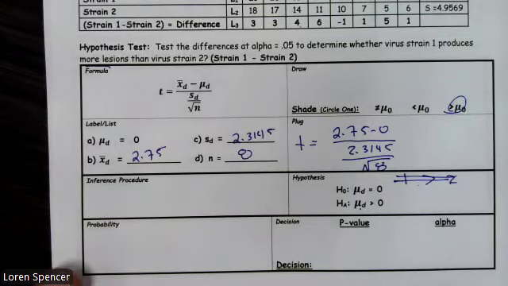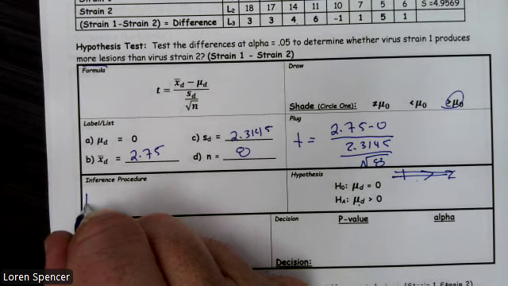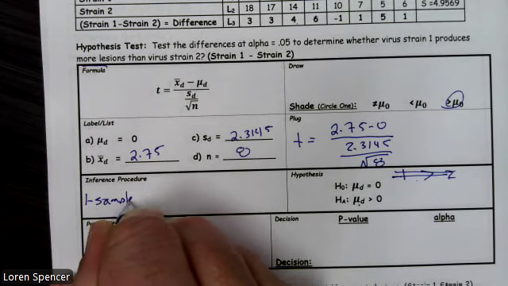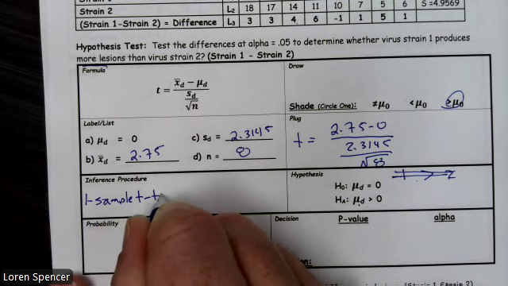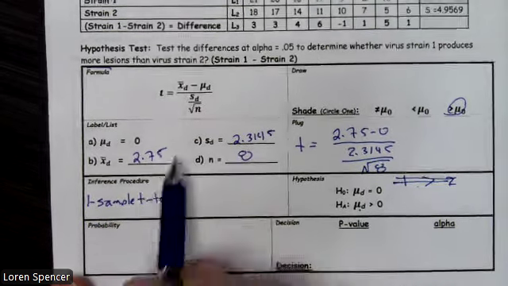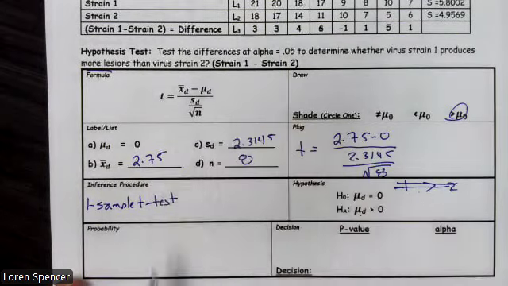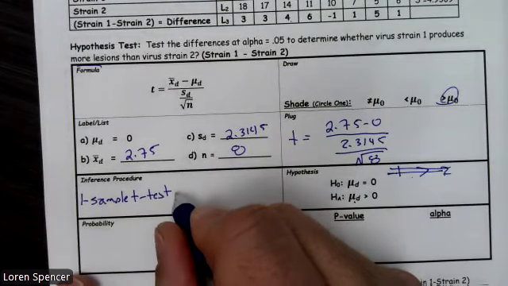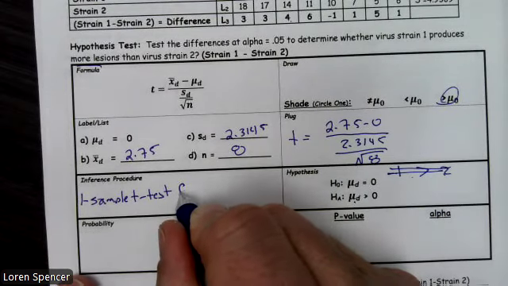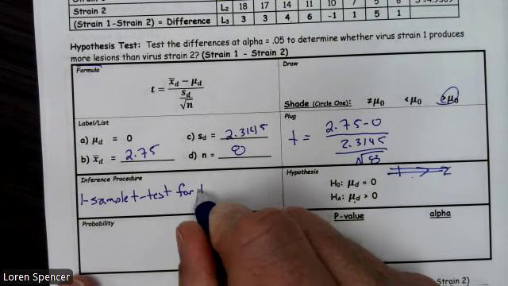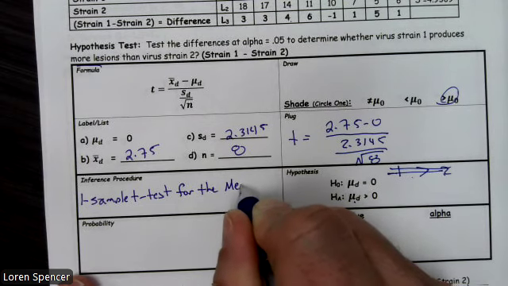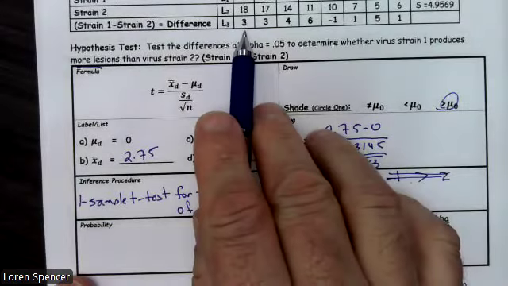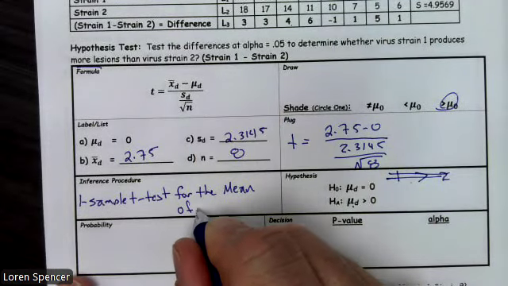So we're running a one sample t-test because it's still one sample. This is a sample for, now this is where it's going to be different, for the mean of the, what are we taking the mean of? Oh, the mean of the differences.